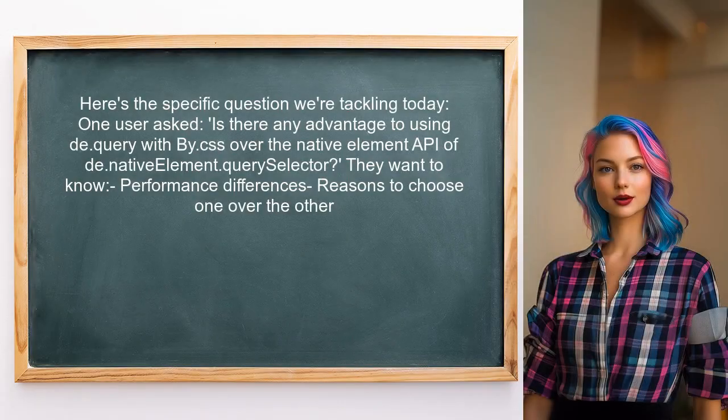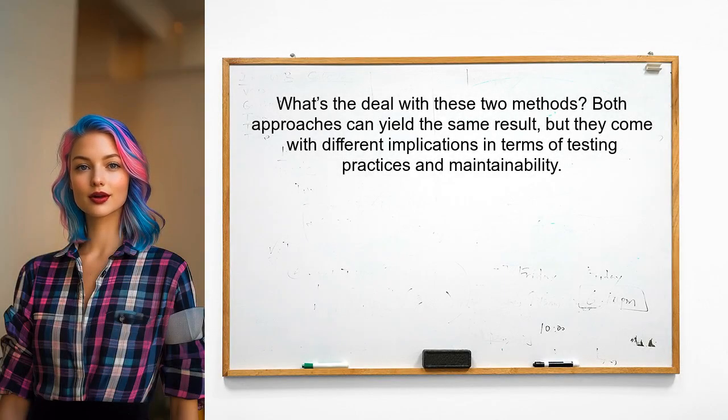Here's the specific question we're tackling today. One user asked, is there any advantage to using de.query with by.css over the native element API of de.nativeElement.querySelector? They want to know if there's a performance difference or any specific reasons to choose one method over the other. So what's the deal with these two methods?